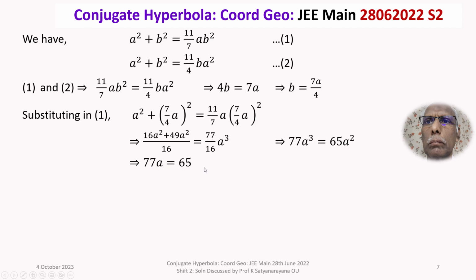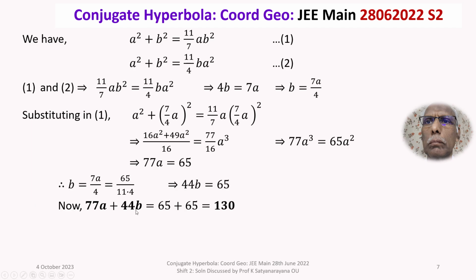Agreed. Take this value and go to the b value. b is 7a by 4. So we have b is equal to 7a by 4, and that is equal to, 77a is 65, so 7a is 65 by 11, and with 1 by 4, that will be 65 by 44. Now 44b is equal to 65. Now what we want is 77a plus 44b. That is 77a is 65 plus 44b is 65. The total is 130. That is the required answer.